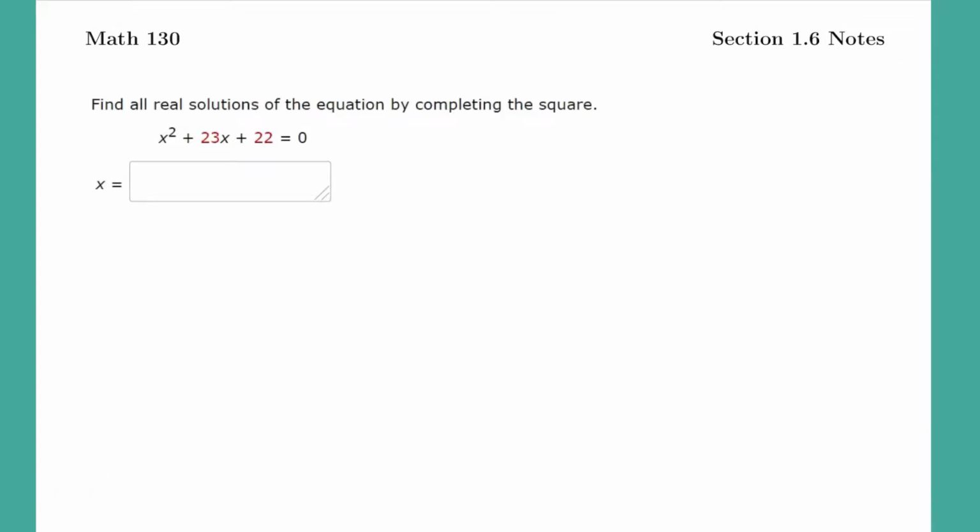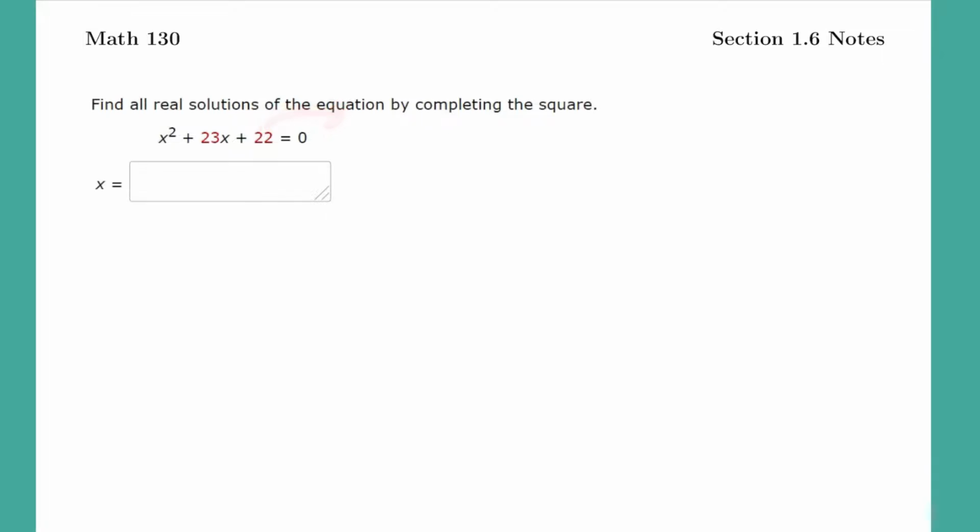Hey class, this is section 1.6 and we are solving quadratic equations. So let's see how we're going to do these. The first one, they want us to do it by completing the square again. So what we can do is follow the same steps. Step number one is to make sure that the leading coefficient is 1, which it already is.